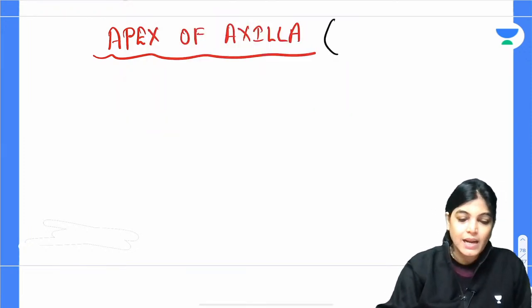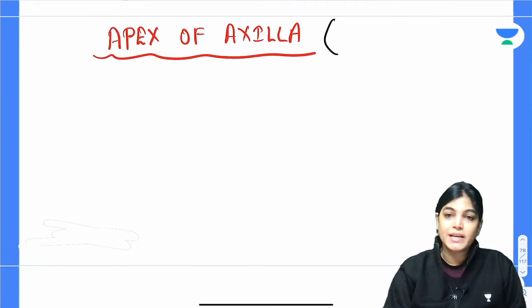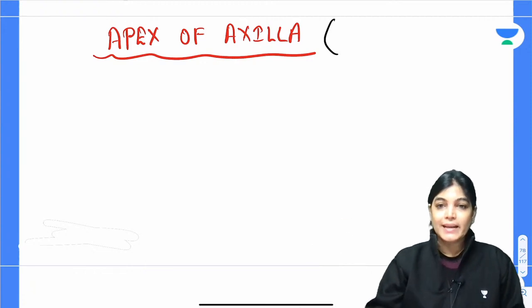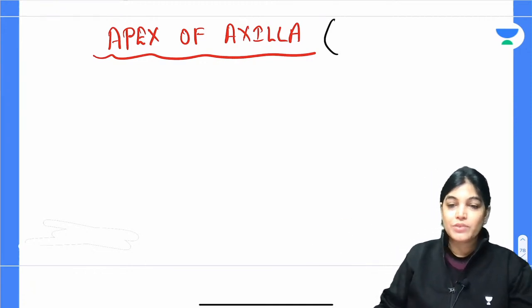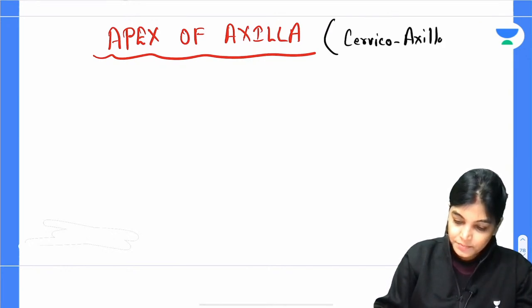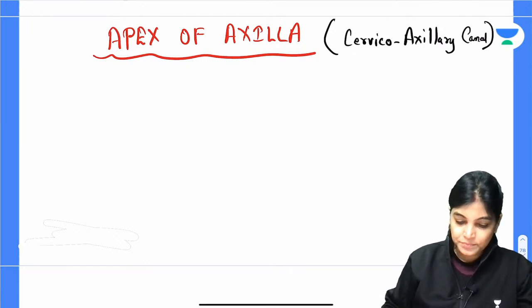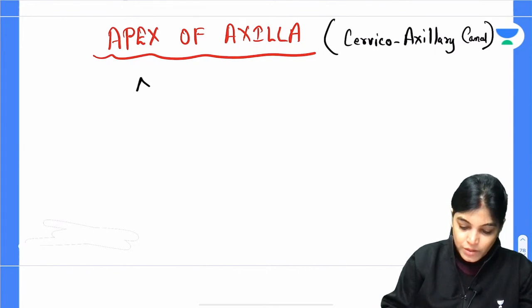Actually, the apex of the axilla is also called the cervico-axillary canal. Why cervico-axillary canal? Because the apex of the axilla is directed towards the cervical region, the neck region. So it is also called the cervico-axillary canal. Triangular space.